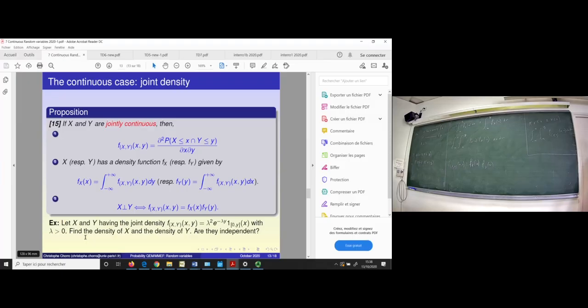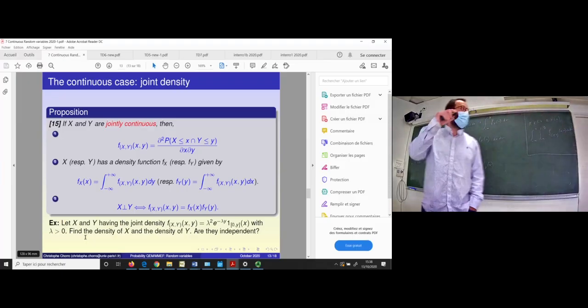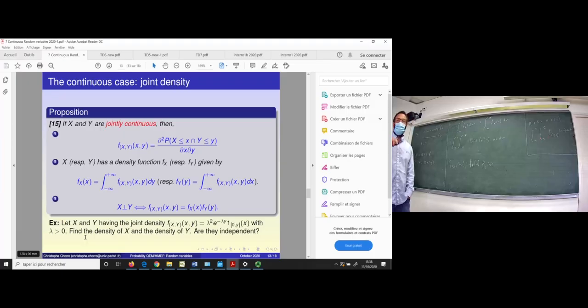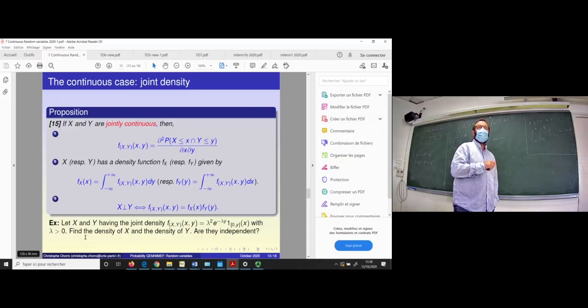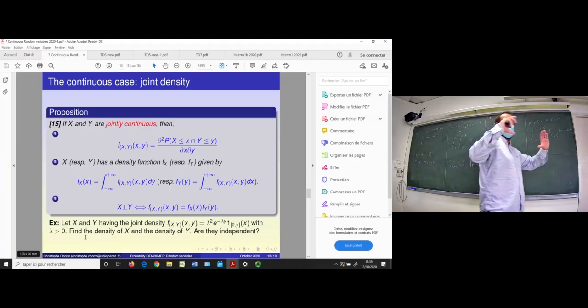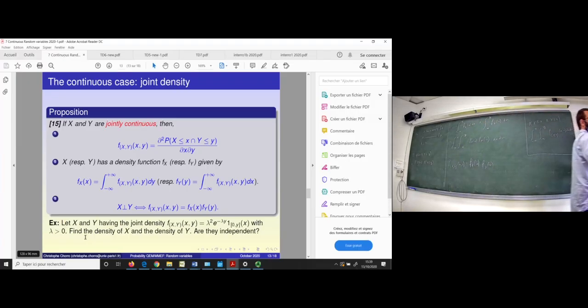Second statement: if you are jointly continuous, that is, if you have this relation, you have two good news. First, the fact that x itself has a density function, and that y also has a density function. So if the pair has a joint density function, each component has a density function.